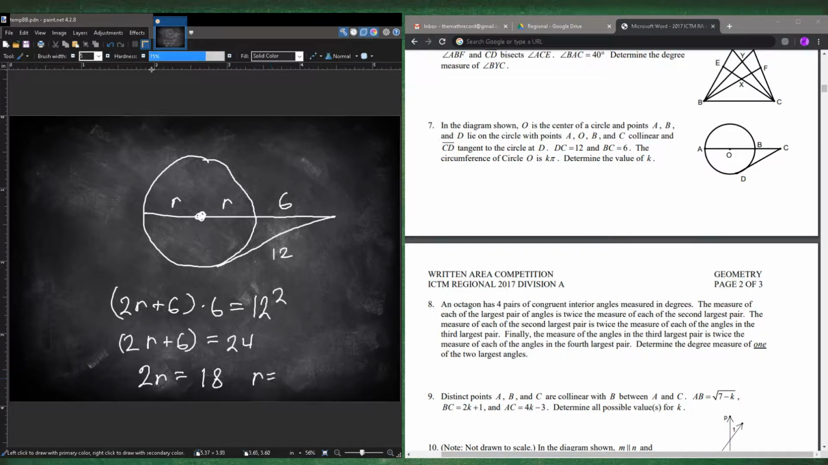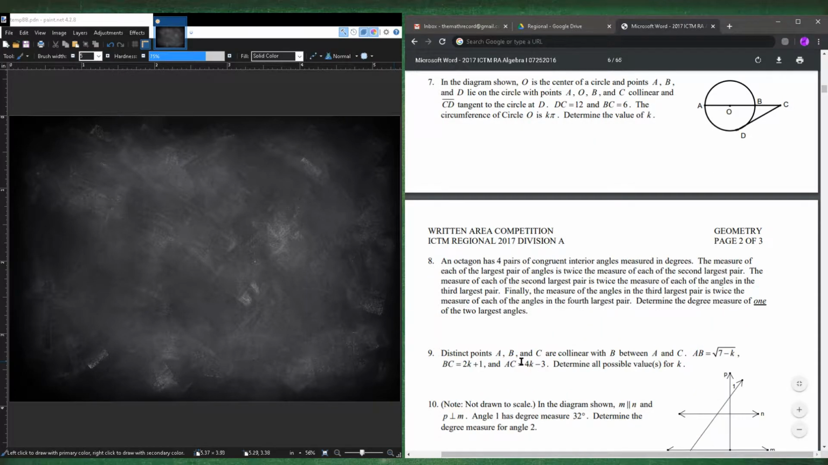So the radius is equal to 9, right? So the circumference is just 2 pi radius. So put the radius in here, that's 18 pi. So K pi is 18 pi, so K is equal to 18. And that's your answer for number 7. Basically just that simple. You just need to know your formulas.